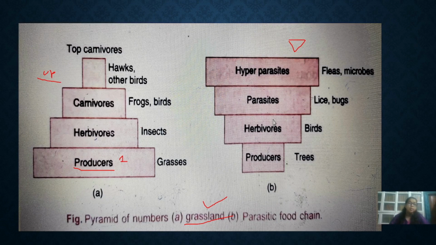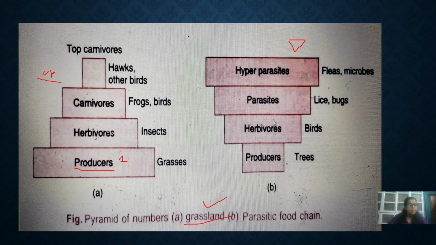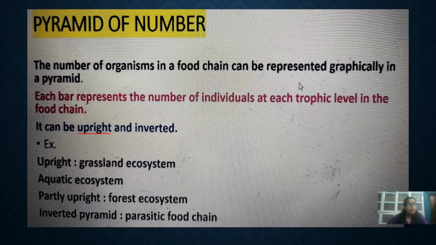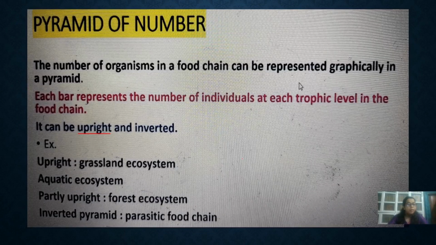So in the exam, you will be asked whether the pyramid of number of the grassland ecosystem is upright, inverted, or some other shape. So remember that it is upright, because each bar represents the number of individuals at each trophic level in the food chain. We have already discussed that. It can be upright, as in the grassland ecosystem, or it can be inverted, as you have seen in the parasitic food chain. In the aquatic and forest ecosystem it is partly upright, and the inverted pyramid is seen in the parasitic food chain.